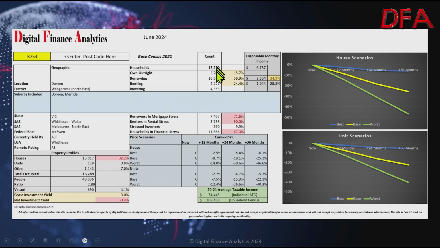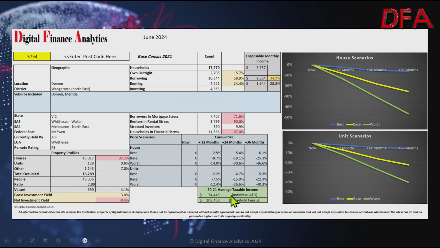Now looking at the next one, postcode 3754, including Doreen and Mandurah. Here, 17,200 households with 15% owning outright. 59% are borrowing, 24% are renting. High levels of mortgage stress at 71%, more than 7,400. 90% in rental stress at 3,700. And overall financial stress at 67%. 92% of houses, small number of other types of property. People ratio is quite high at 2.89, so a lot of households here. Gross investment yield is 3%. Net investment yield is minus 0.4%.